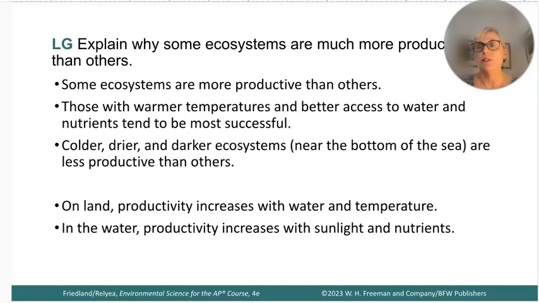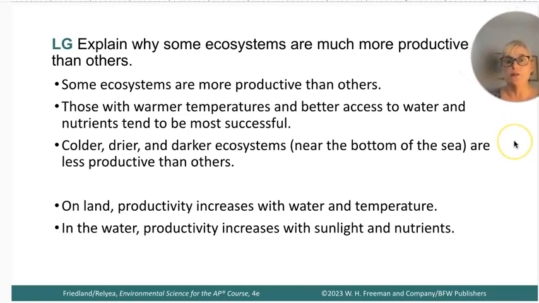Okay, now some ecosystems are much more productive than others. If you are warmer and you have more water, you are more productive. So a tropical rainforest is going to be the highest productivity on land. And then in the ocean is coral reefs. If you are colder, drier, or darker, you're less productive. So here's a couple of big things to know.